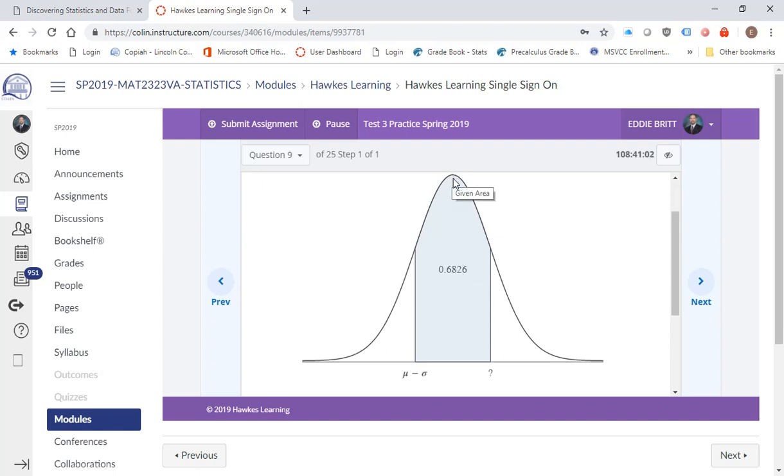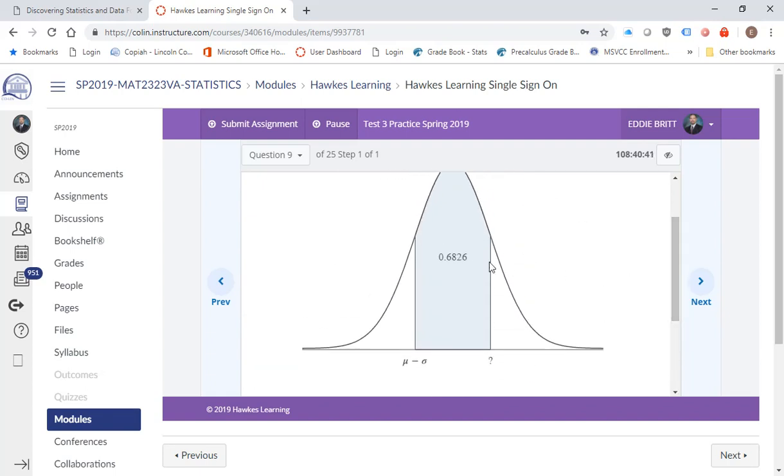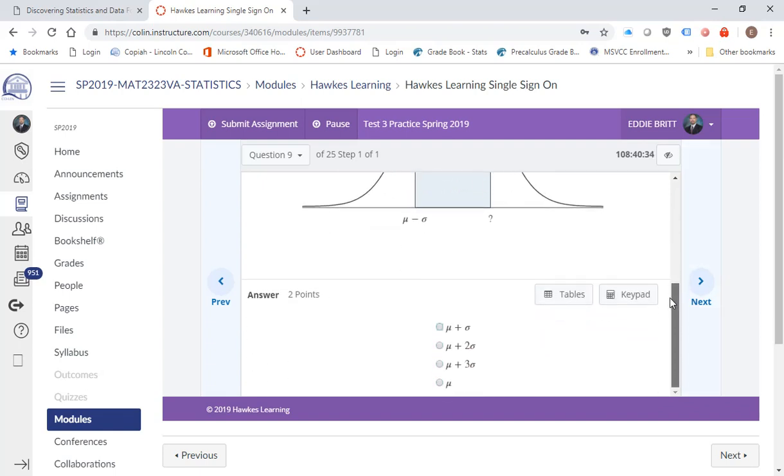The mean is right here in the middle. Okay? If you go 1 standard deviation to the left, that's the mean minus 1 standard deviation. If you go 1 standard deviation to the right, that would be the mean plus 1 standard deviation. And the reason I know it's 1 standard deviation instead of 2 or 3 is because it tells me this number right here. And that's about 68%, which is what the 1 sigma rule says. The 1 sigma rule for the empirical rule. So it's just mu plus 1 standard deviation.